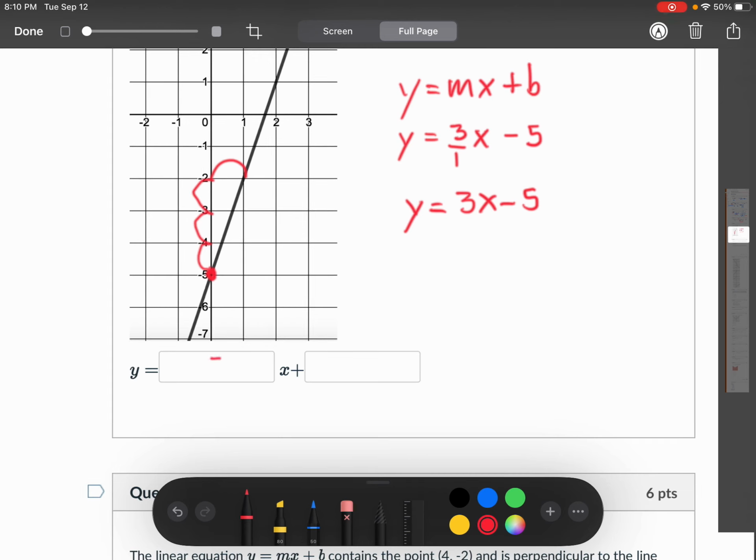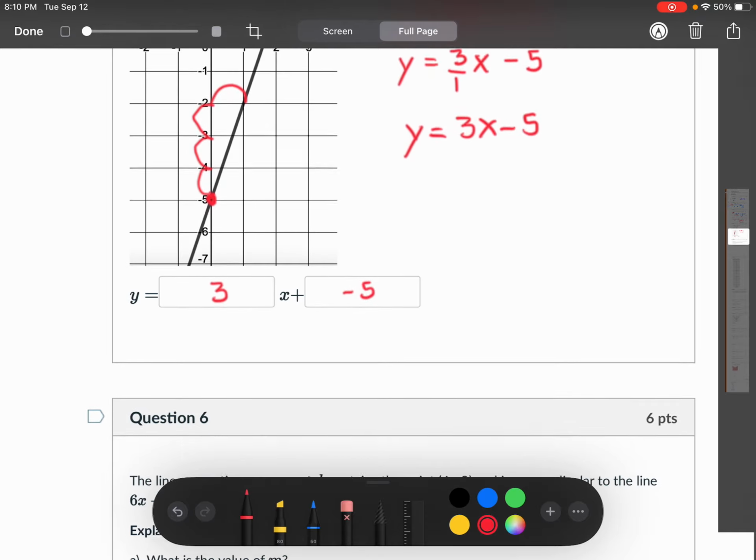So I would plug in a 3 here in my computer. And right here, notice you have a plus here. And that's okay. We can just write this as a -5 right there. And that would be the end of that question.